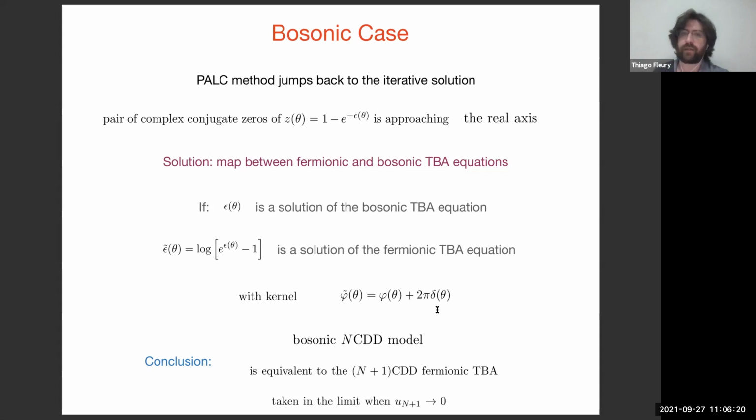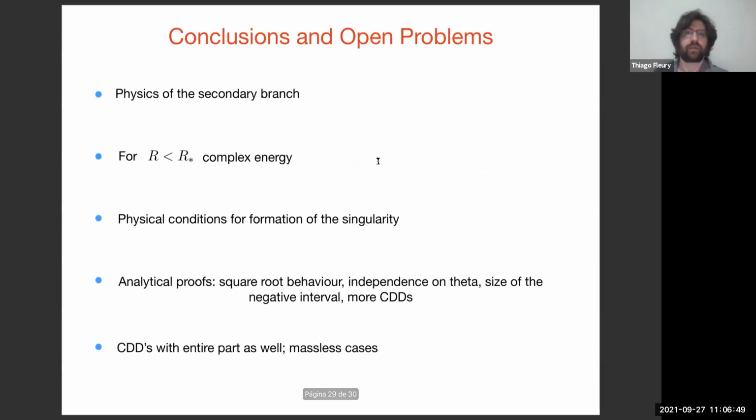And in fact, the fermionic TBA is trivial in the sense that you can go to the limit r equals 0 for the 1 CDD case, but the bosonic case is already non-trivial for 1 CDD, because the 1 CDD bosonic case is related to the 2 CDD fermionic case. So I have just a few minutes, but it's my last slide.